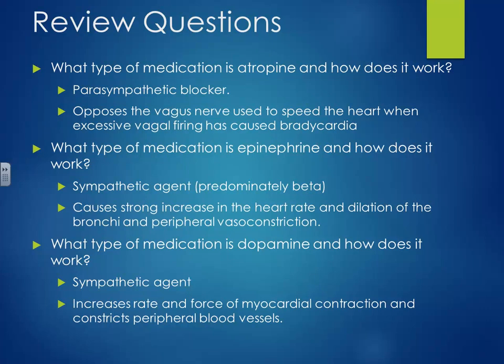So atropine. My answers just popped up. Atropine is a parasympathetic blocker, or a parasympatholytic, all right, or an anticholinergic. All three of those words refer to blocking the effects of the parasympathetic nervous system. Cholinergic effects are the effects of acetylcholine, which is the parasympathetic chemical mediator.